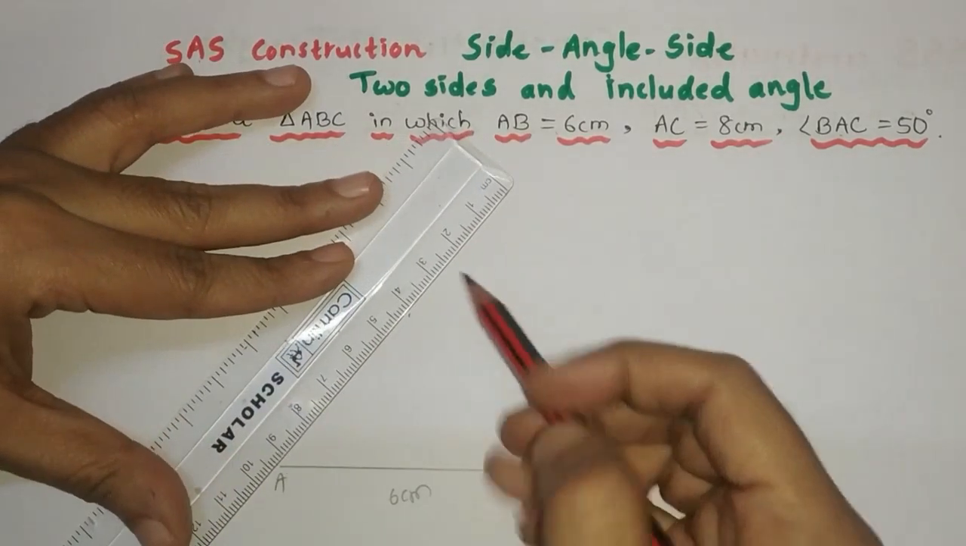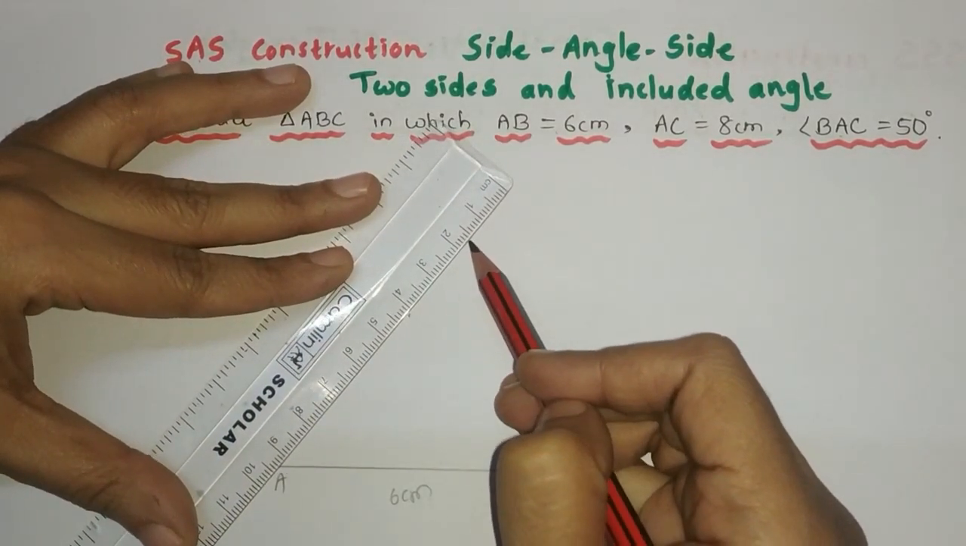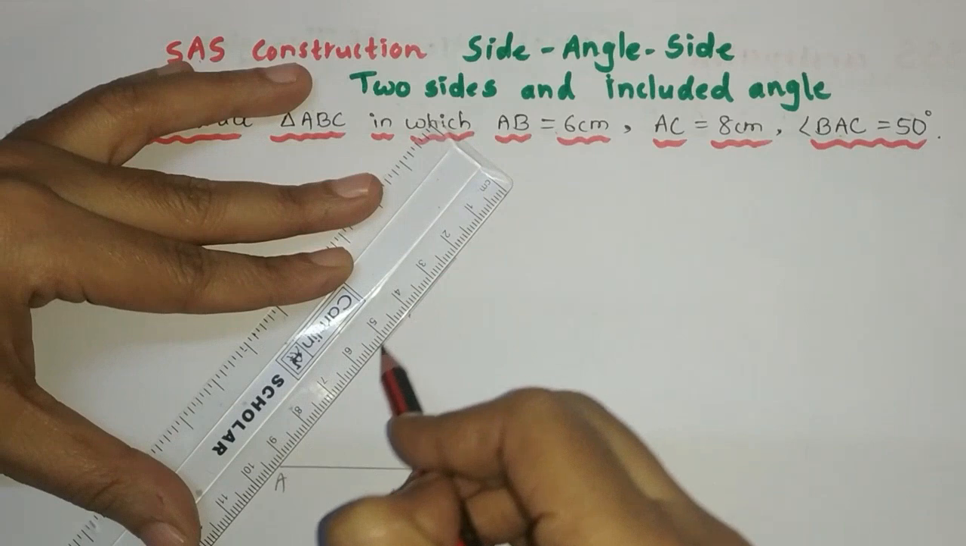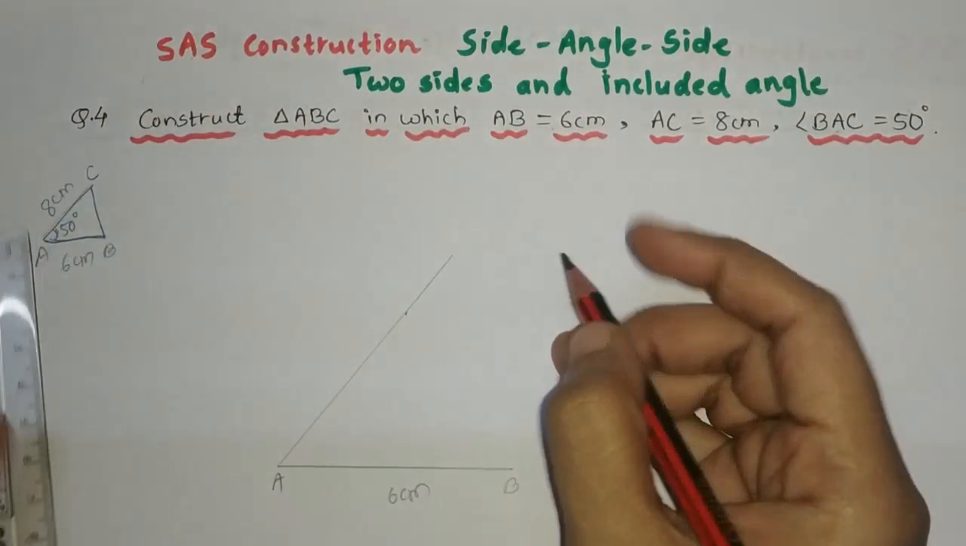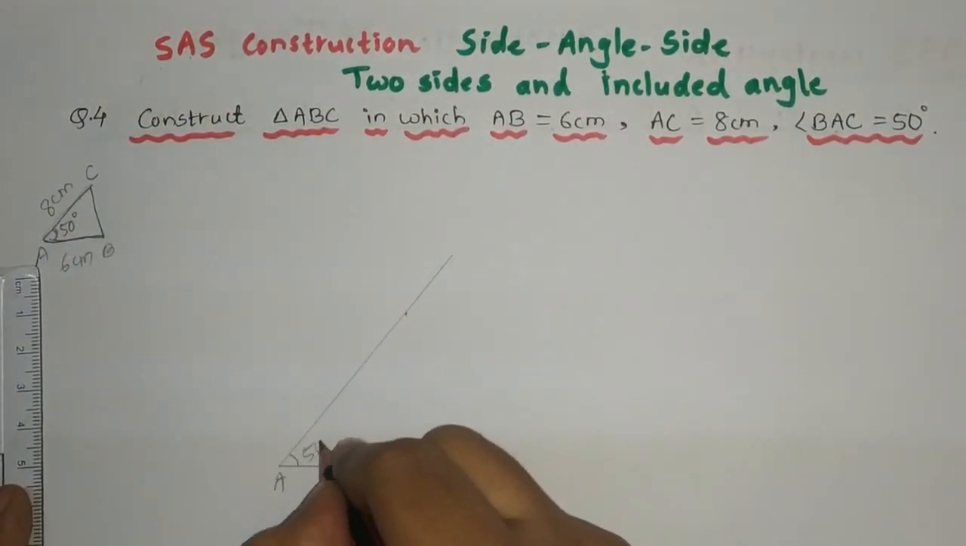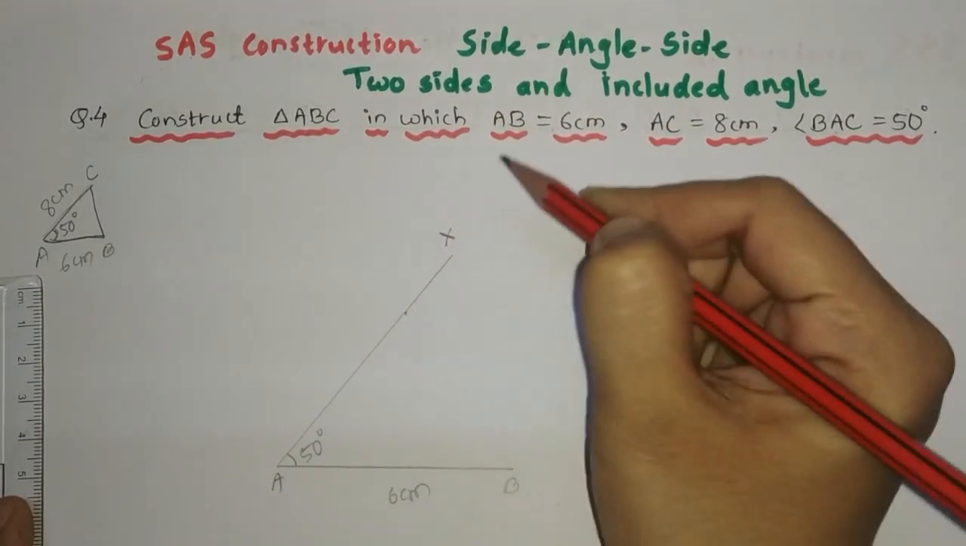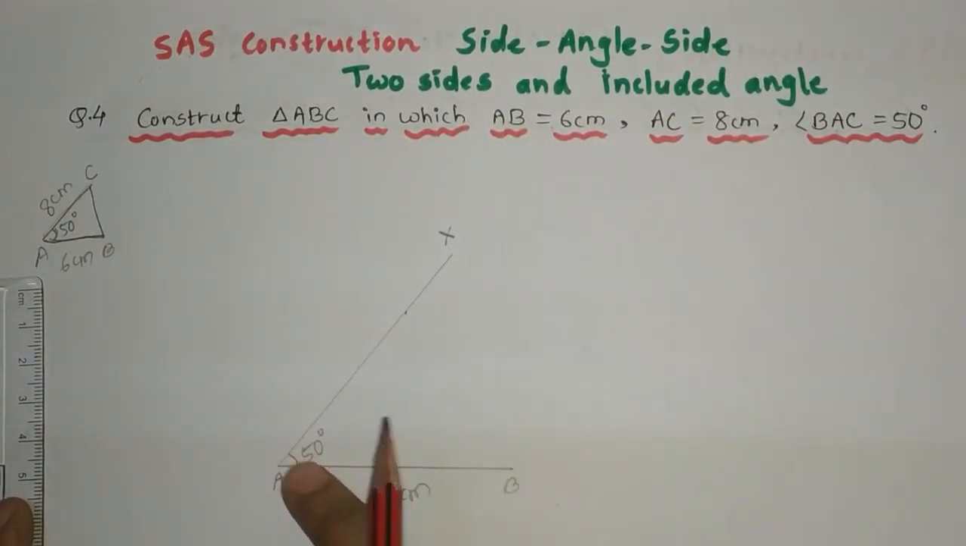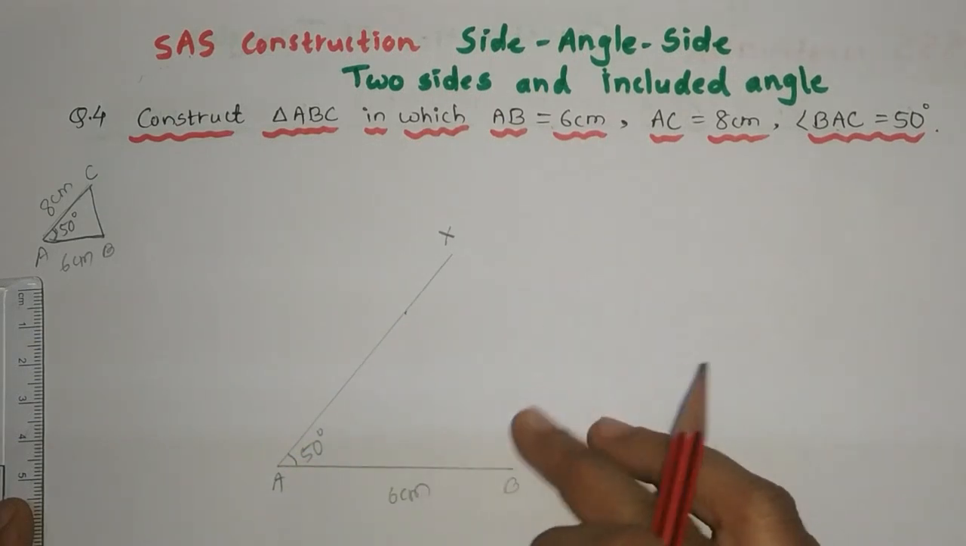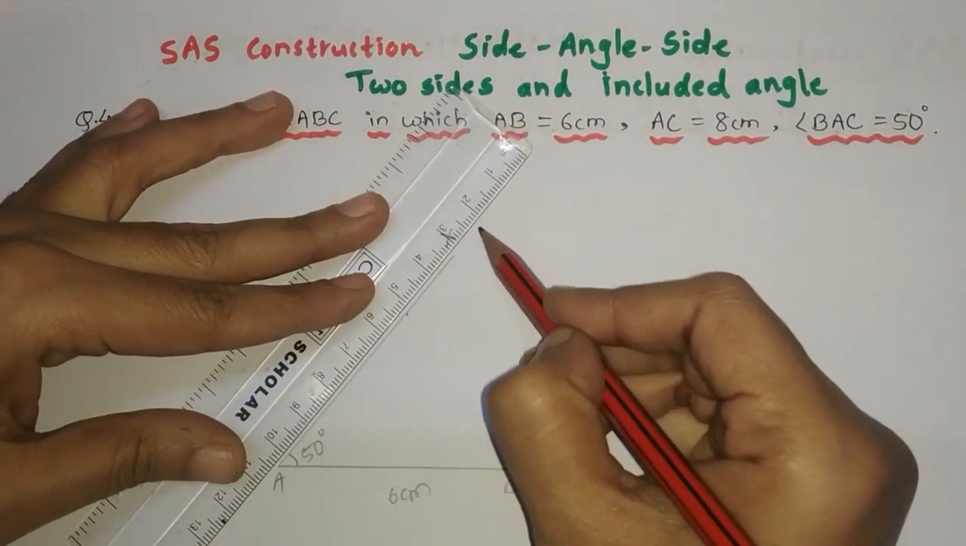Now what you do, you can join this point and this vertex A to the long line, okay? This is the A, 50 degree. You can give line here AX. So on AX, making an angle 50 degree. Now we can again make it long.